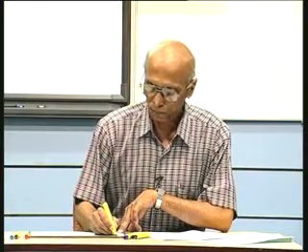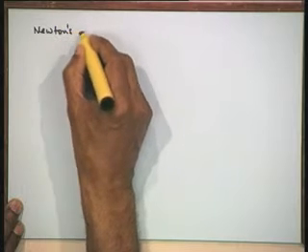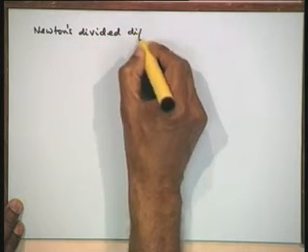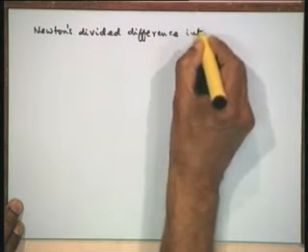In the previous lecture we have derived the Newton's divided difference interpolating polynomial. Let us just write down what is the formula that we have derived there. We call the formula the Newton's divided difference interpolating polynomial or interpolation polynomial.